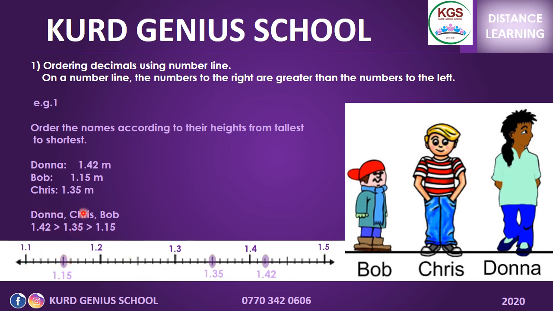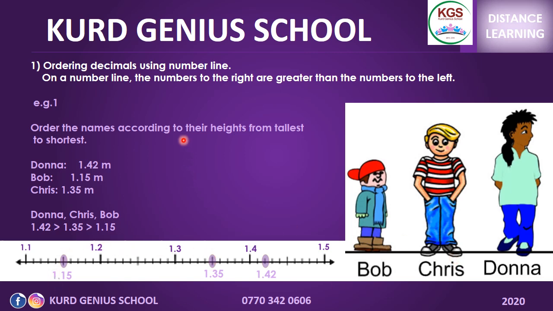What about Chris? Chris's height is 1 and 35 hundredths. So it must be somewhere between 1 and 40 hundredths and 1 and 30 hundredths. If this is 1 and 3 tenths, this is 1 and 31 hundredths, 1 and 32 hundredths, 1 and 33 hundredths, 1 and 34 hundredths, 1 and 35 hundredths. So this is the position of Chris's height on the number line.